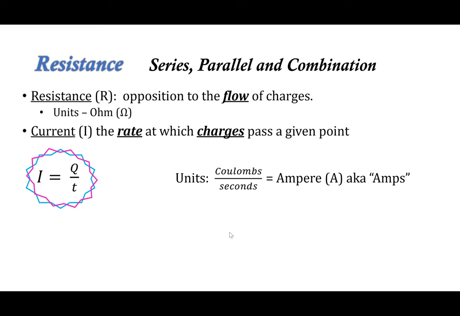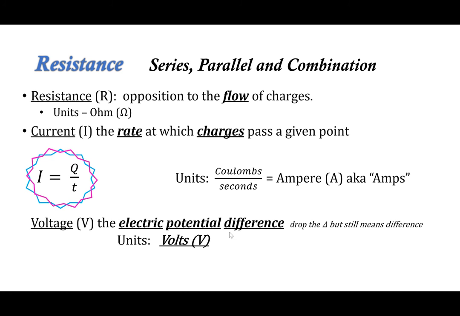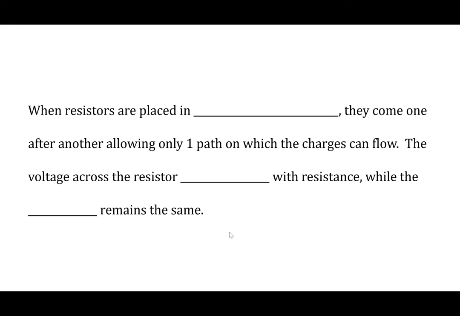It sounds a lot like an equation, which it is, that I, the current, is equal to the charge over time. So its units would be coulombs per second, which is known as an ampere, hence an ammeter. And the other big term we're going to be using right now is voltage, which is the electric potential difference. In our notes, we're going to be dropping the delta sign, but keep in mind that this still means the differences. So you're going to need to have 2 points that you're going to measure the difference between.